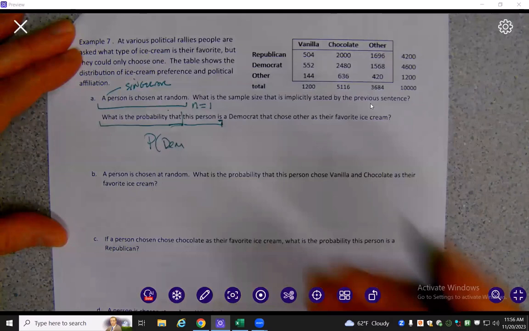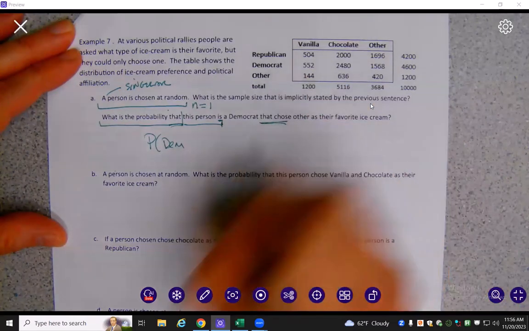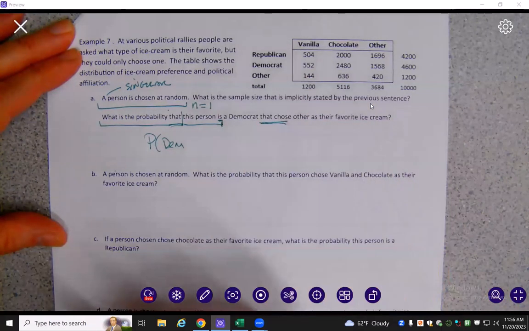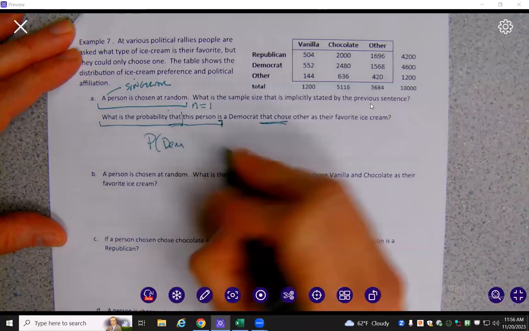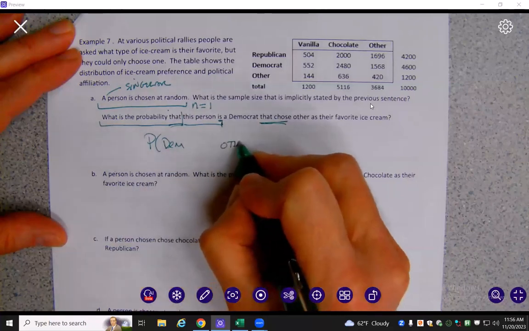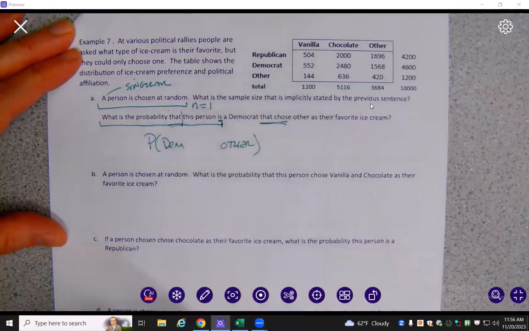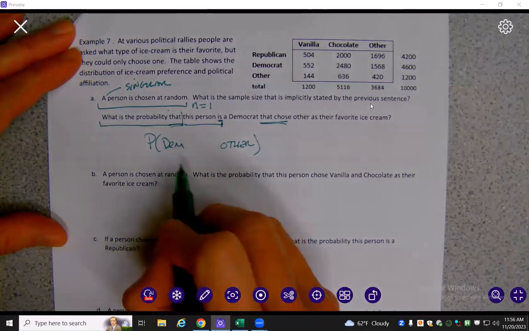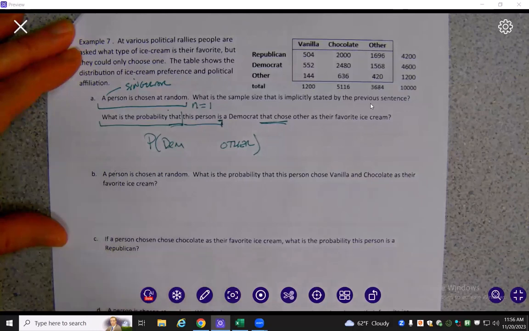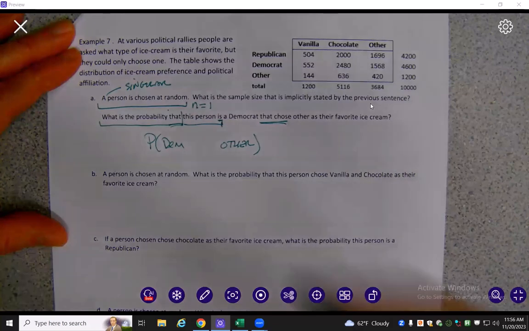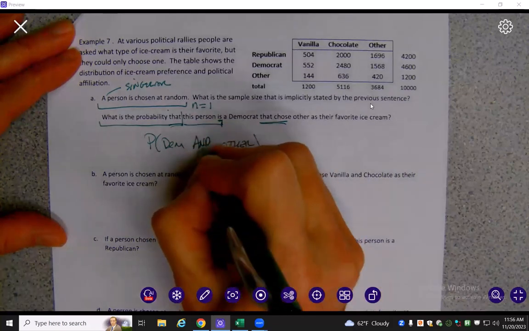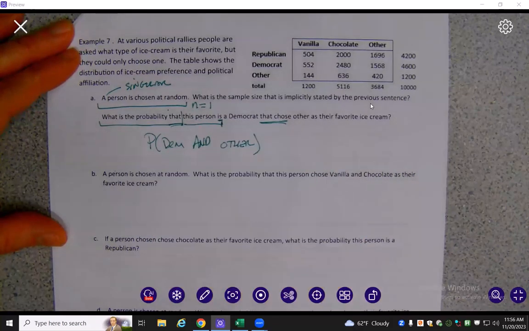And now we have this phrase here, chose other as their favorite ice cream. So the favorite ice cream is other. The question becomes, what connects these two events? Democrat and other. Anybody have any idea? That's right, and. So notice we don't have to say and in order to say and.